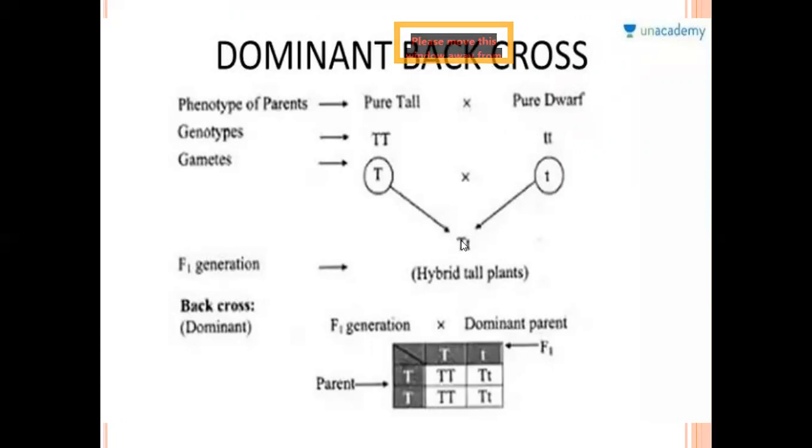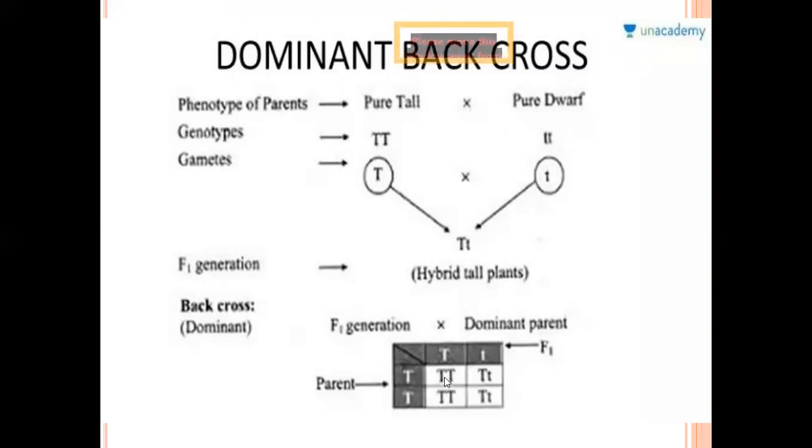These F1 generation plants are crossed with the complete dominant parental plant, the pure tall dominant parental plant. F1 generation plants are crossed with pure tall homozygous dominant parental plants to form the F2 generation. In the F2 generation, the plants show the dominant character, which is tall. 100% of F2 generation plants contain tall stems with capital T genes. The genotypic ratio is 1:1, but the phenotypic ratio is 100% tall plants in the F2 generation.